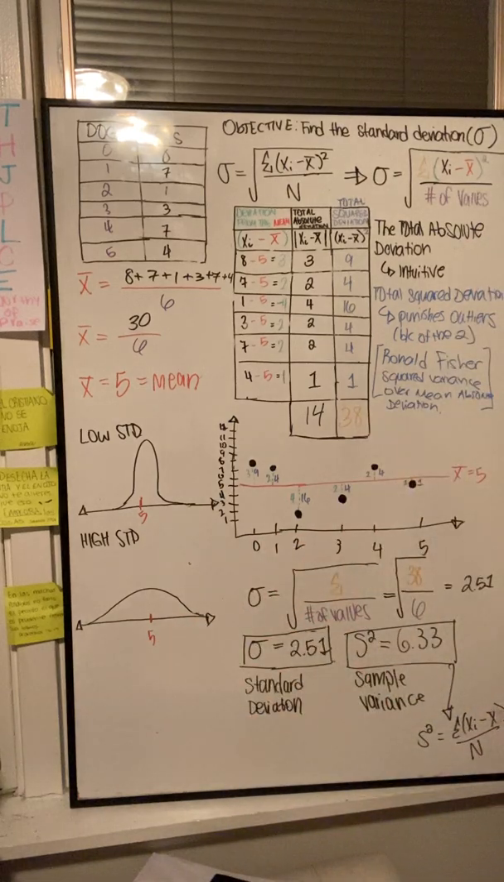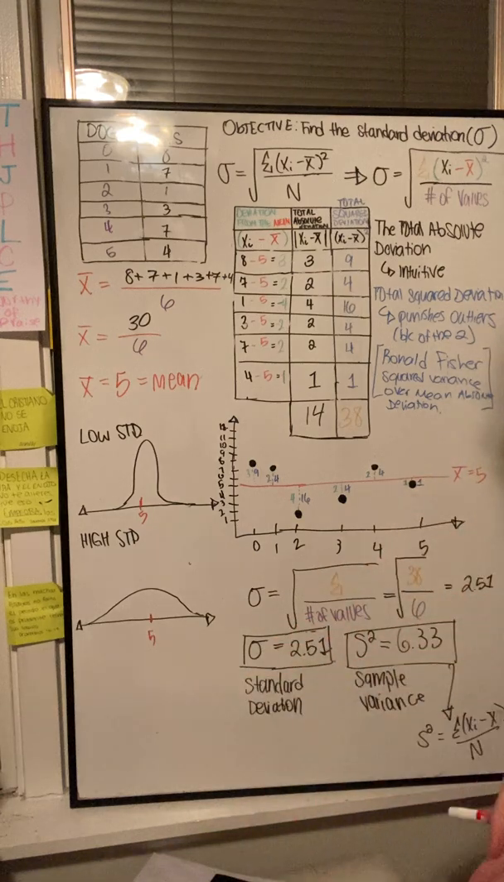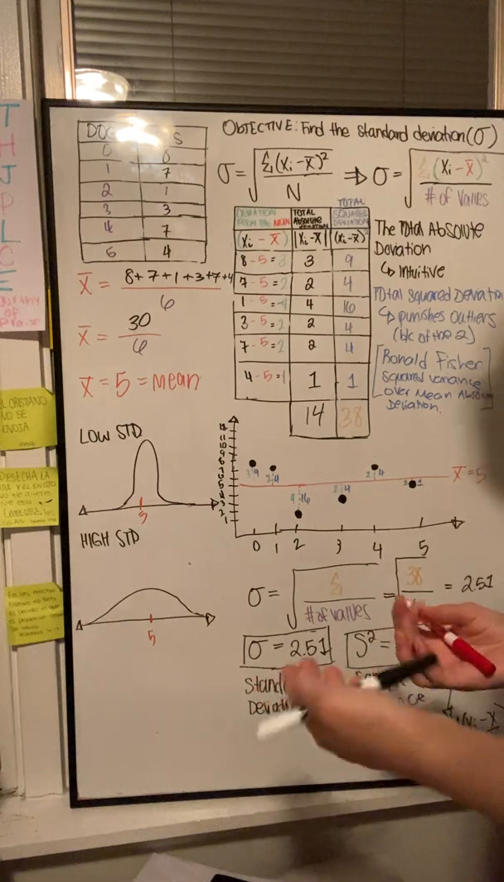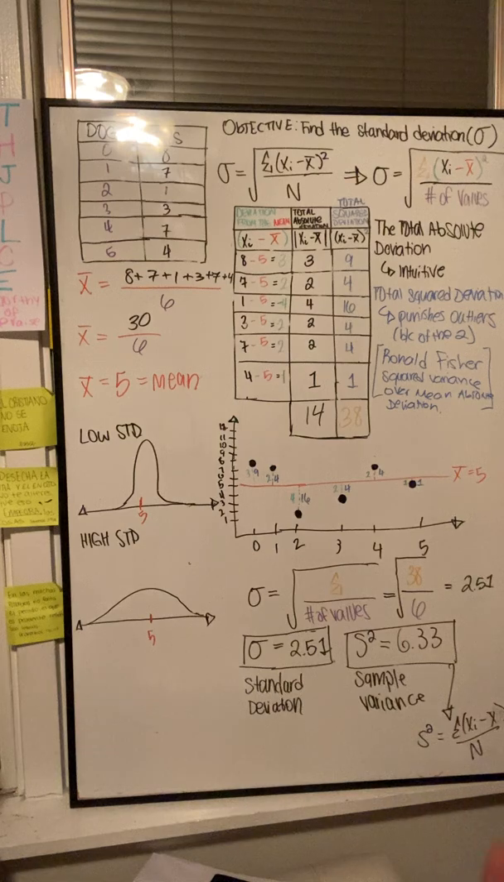Okay? So the objective was to find if it's a low deviation or a high deviation. So how far spread out are the data points from the mean or the average?